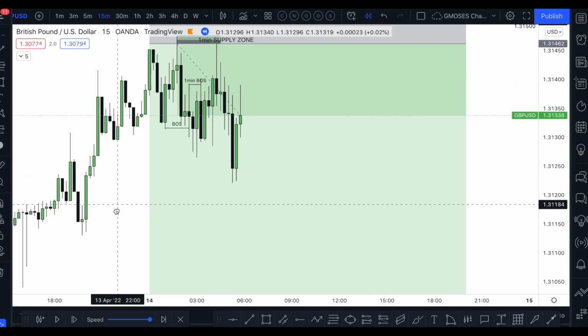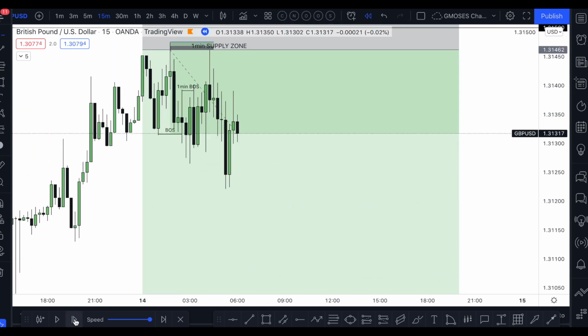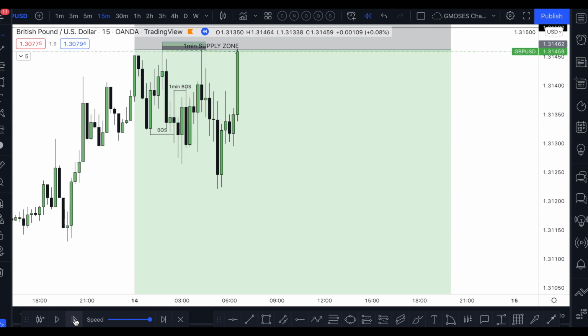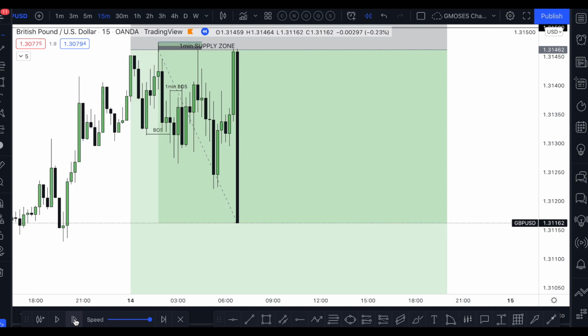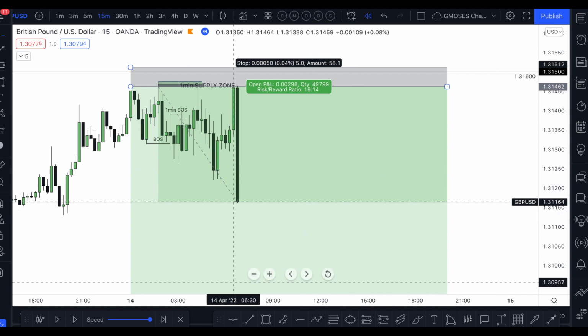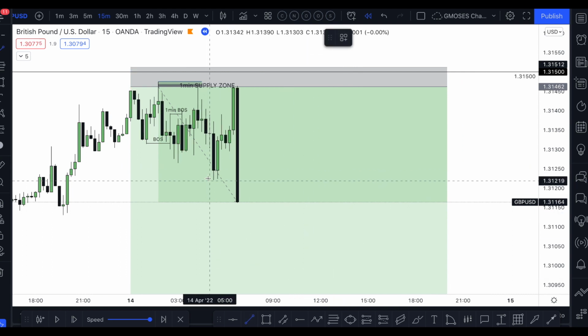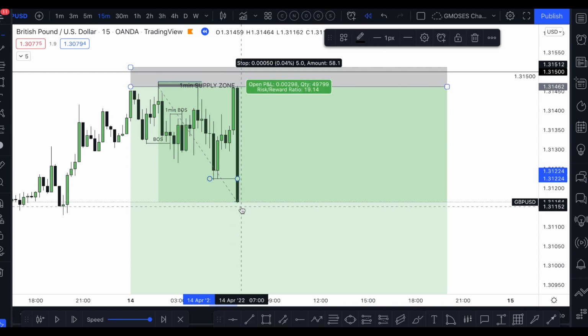Once it retested on the 1 minute, it came back up all the way to retest that area and gave us a massive drop. Look at that. So now when we got this drop here, you guys, this was a short-term low right here that price has broken.